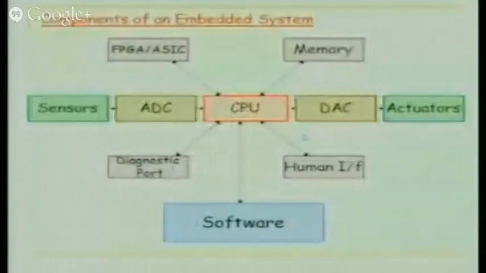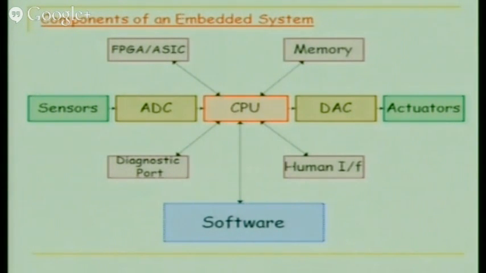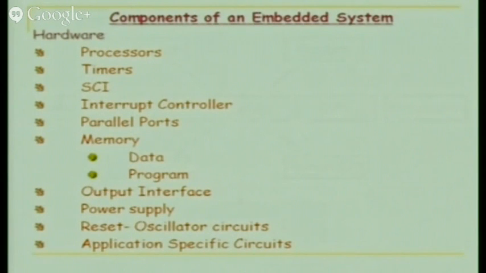So, and then you have, obviously, the upper portion representing the hardware, and the bottom portion representing the software. And this is actually the combination of hardware and software when it is meant for a dedicated application. So it becomes an embedded system. So here is the list.